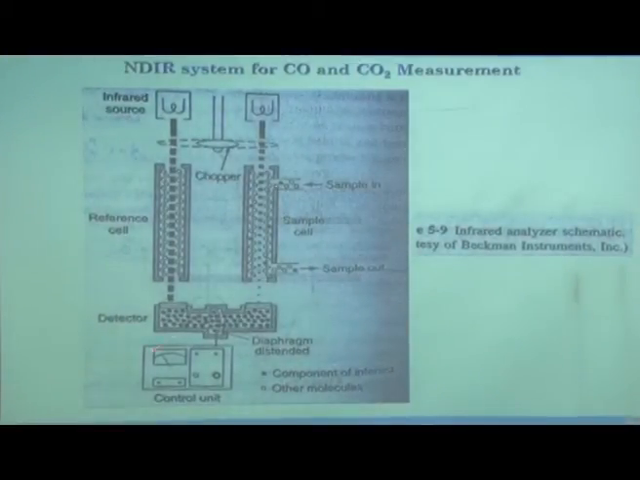So this is what is shown here. You can see this is the infrared source, one single source, and this is the chopper. What the chopper does is it chops the light. Sometimes the light is coming, sometimes the light is not coming. It's not continuous rays that are coming. Okay. So it is passing through the reference cell. For example, 4.6, it will pass through the reference cell without getting absorbed.